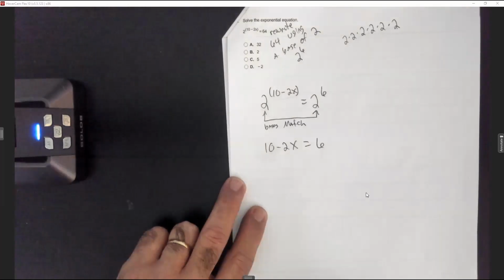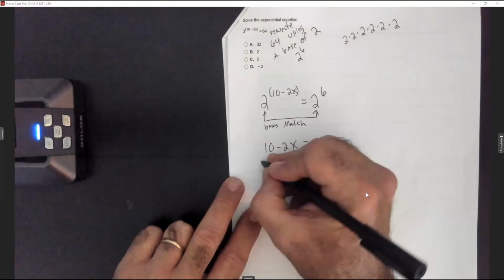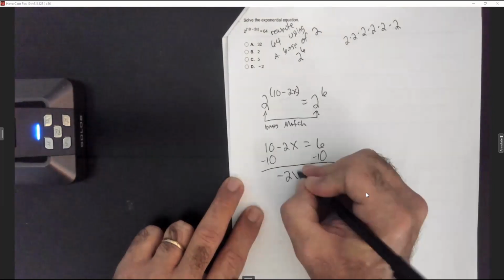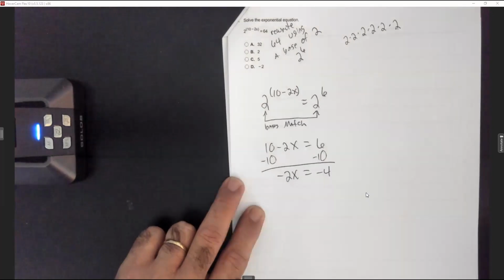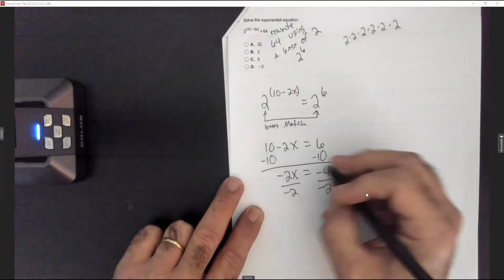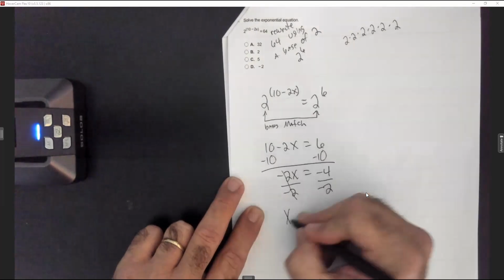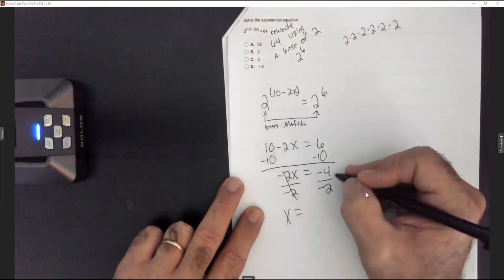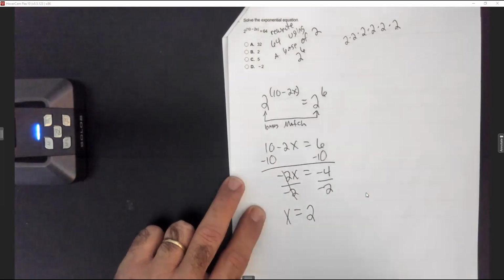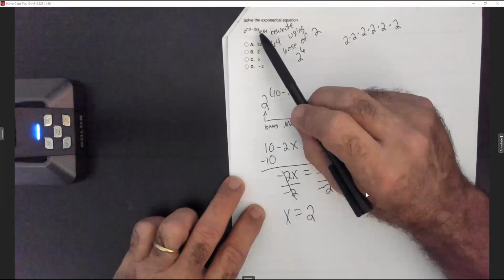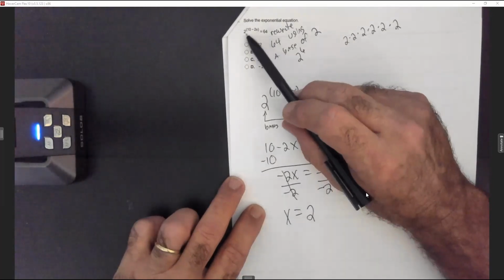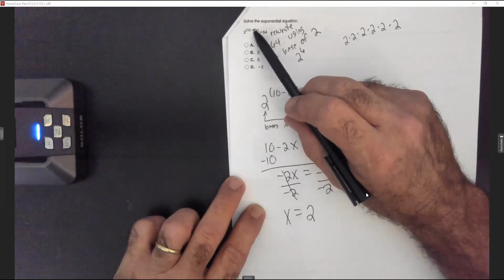All right, solve that for that x. So I'm going to subtract 10. I get negative 2x is a negative 4. Dividing both of them by negative 2, I get my x. The negatives cancel, and 4 divided by 2 is a 2. So if you put that 2 in, that gives you 4. 10 minus 4 is 6. 2 to the 6th power does equal 64.